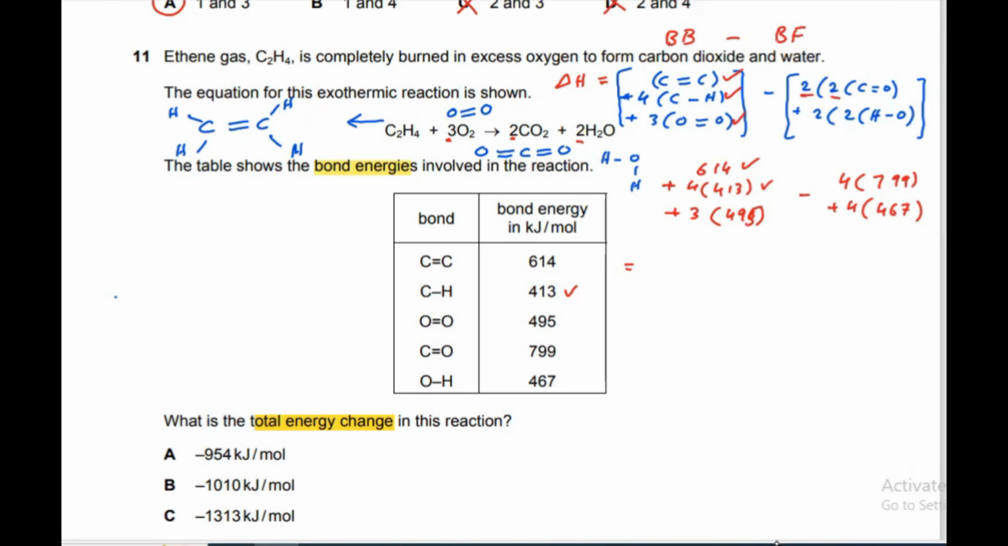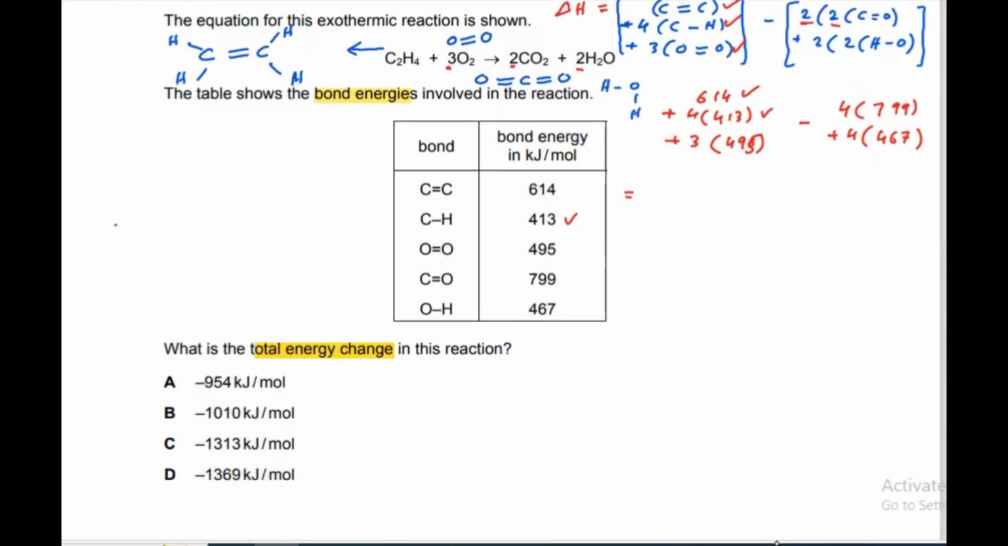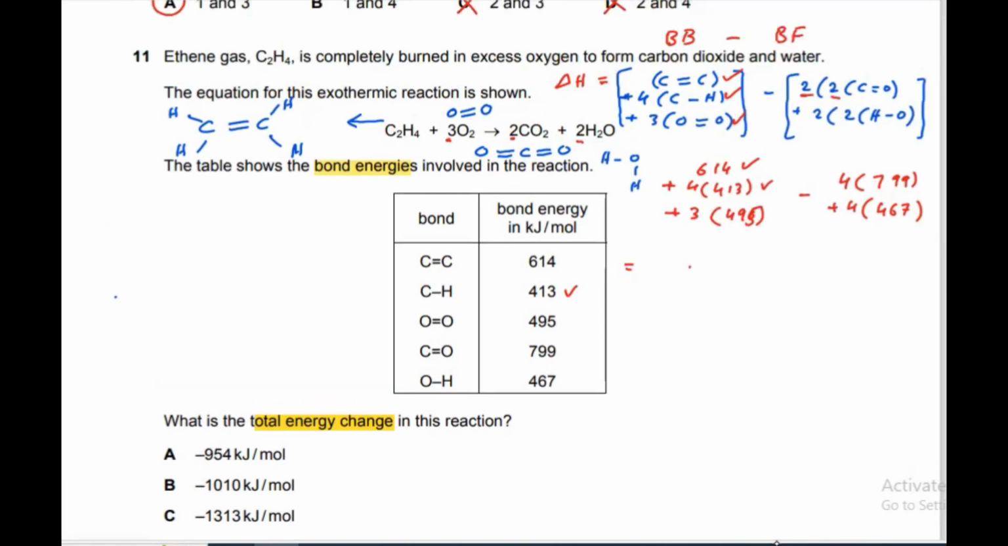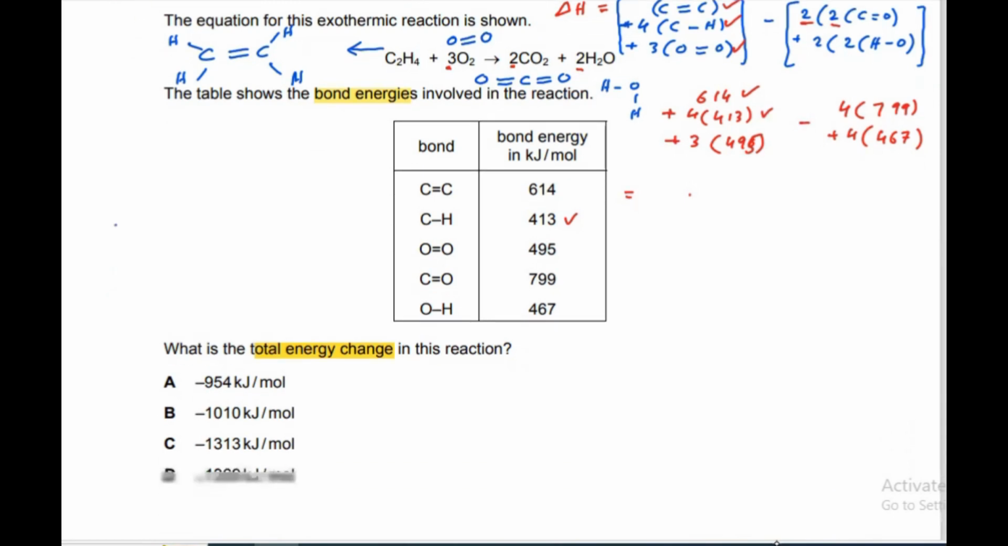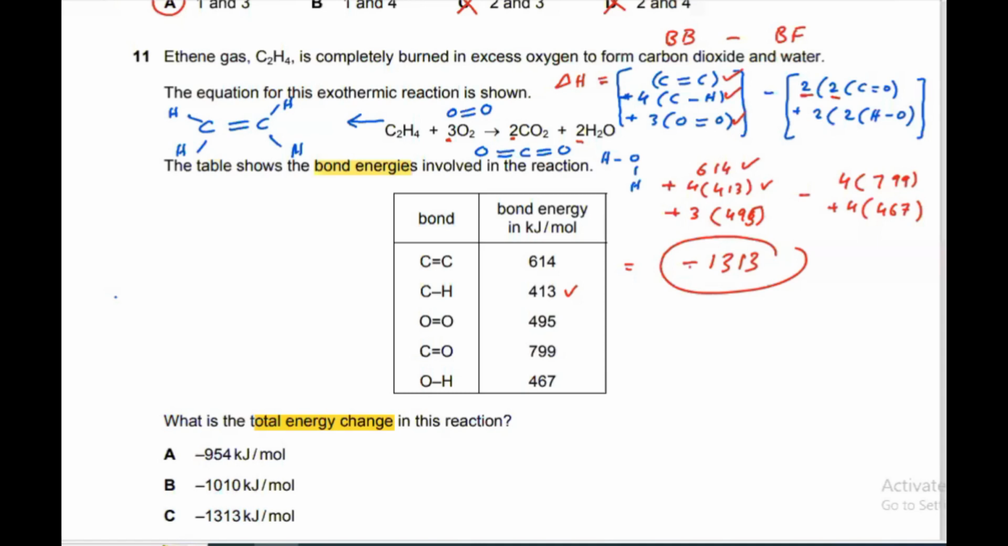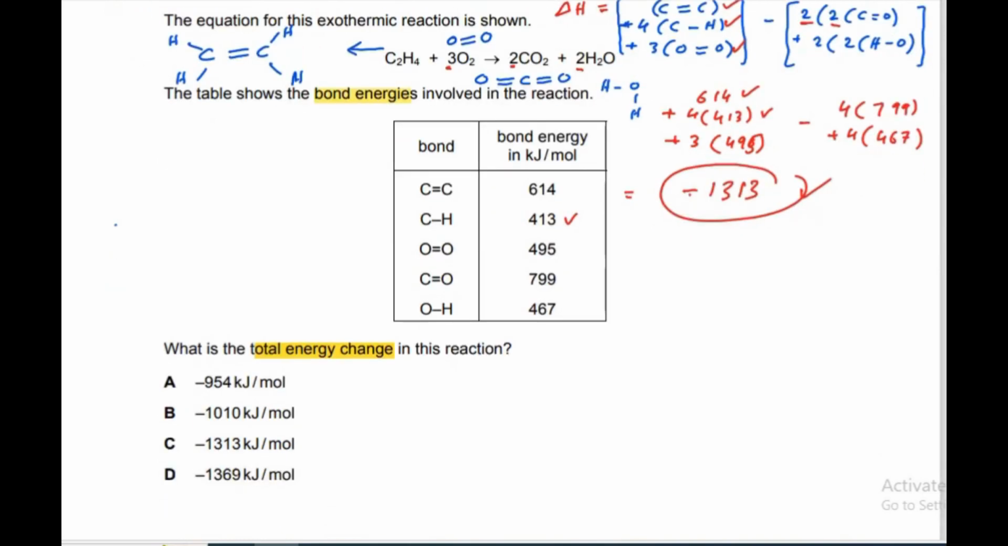So if you calculate the bond energy required to break all the bonds of the reactants, minus the bond energy released during bond making, you will get the answer. This is the answer for this question. Just use the calculator to answer this question. You will get the answer C.